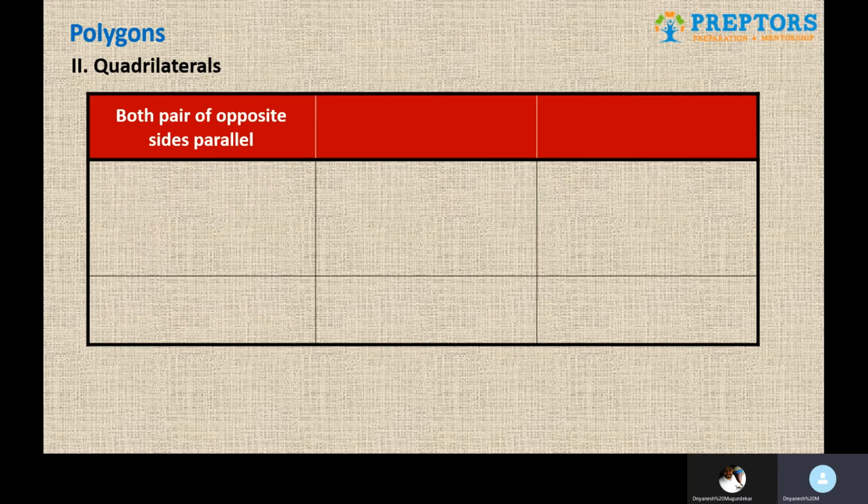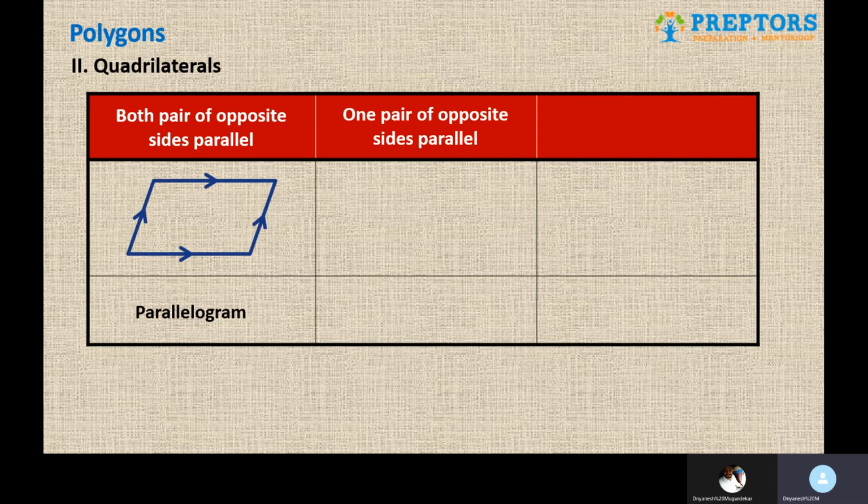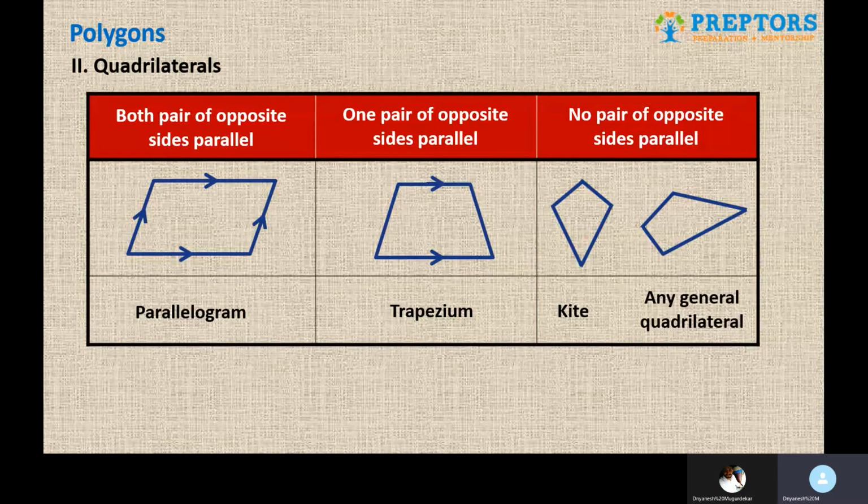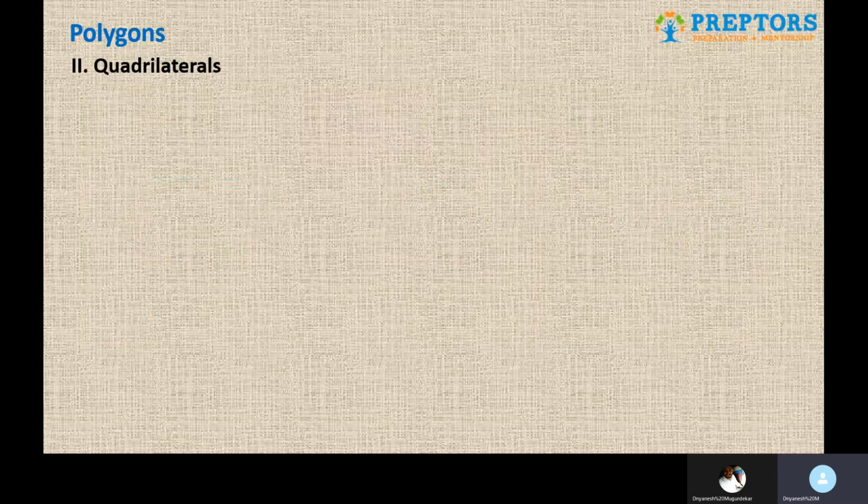Now, as I said earlier, the classification of quadrilateral can be done in three ways. One is when both pairs of opposite sides are parallel and equal, you get a parallelogram. When only one pair of opposite sides is parallel, you get a trapezium. And when no pair of opposite sides is parallel, you get a kite or a generic quadrilateral. Because we want to study the properties of kite, we will focus more on kite. So these are the three classifications. So let's start with each one of them.